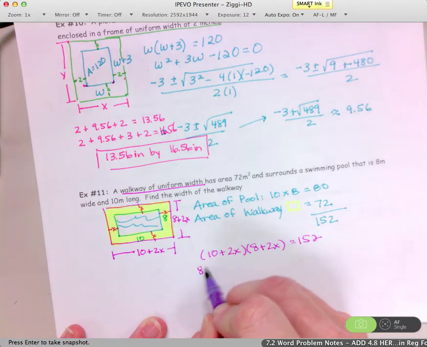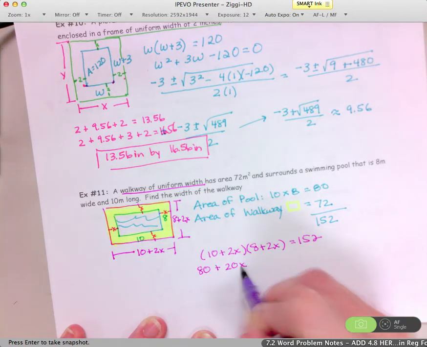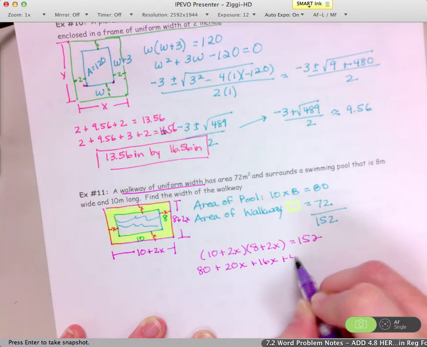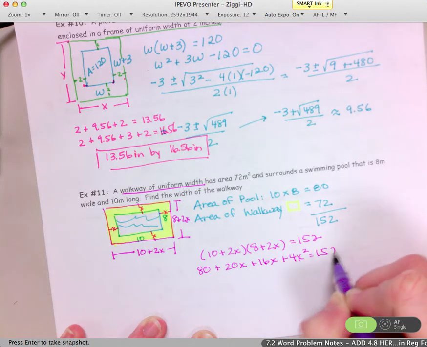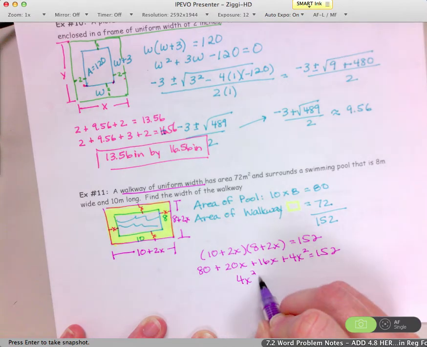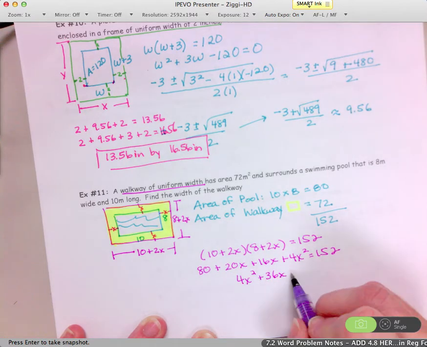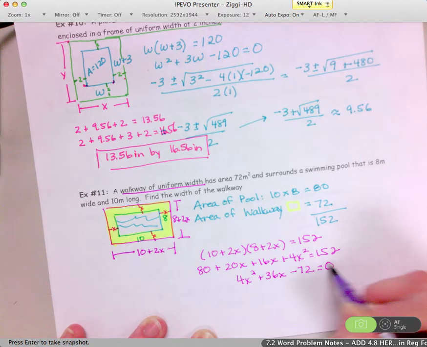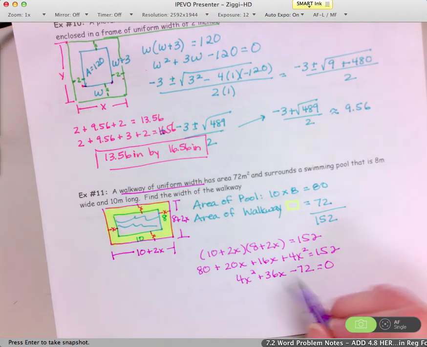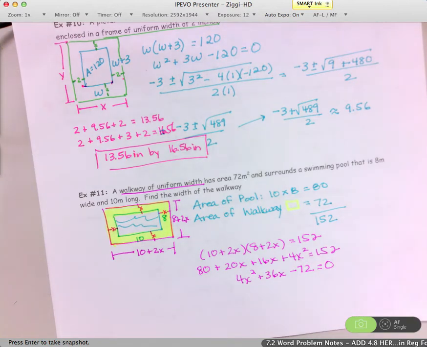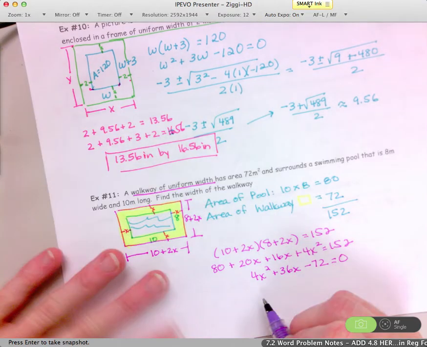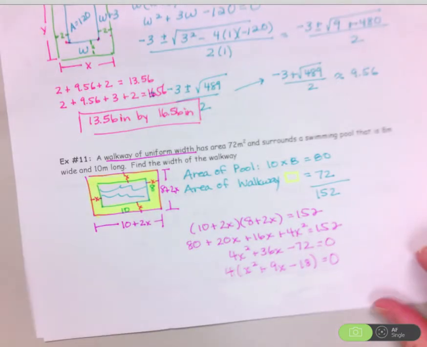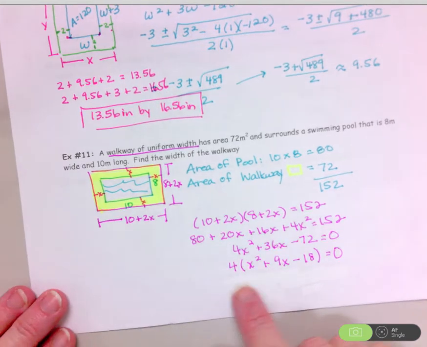So we have 80 plus 20x plus 16x plus 4x squared equals 152. 4x squared plus 36x minus 72 equals 0. I just subtracted the 152 at the same time that I combined my like terms on the left-hand side, so hopefully that didn't confuse anyone. And now we are going to solve this, but I'm going to divide everything by 4. So when I divide everything by 4, I end up with this.